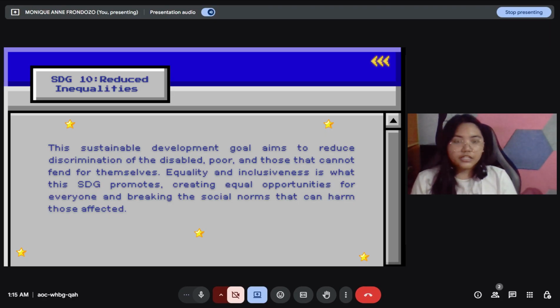We picked SDG10 or reduced inequalities for our goal in our dream setup. You might wonder, what is SDG10 and what does it promote? You see, many people around the world right now are suffering from discrimination, as not all people are of the same status. Some are being discriminated against for being disabled, poor, and those with different beliefs. SDG10 promotes equal opportunities and reduces inequalities by eliminating discriminatory laws, policies, and practices.